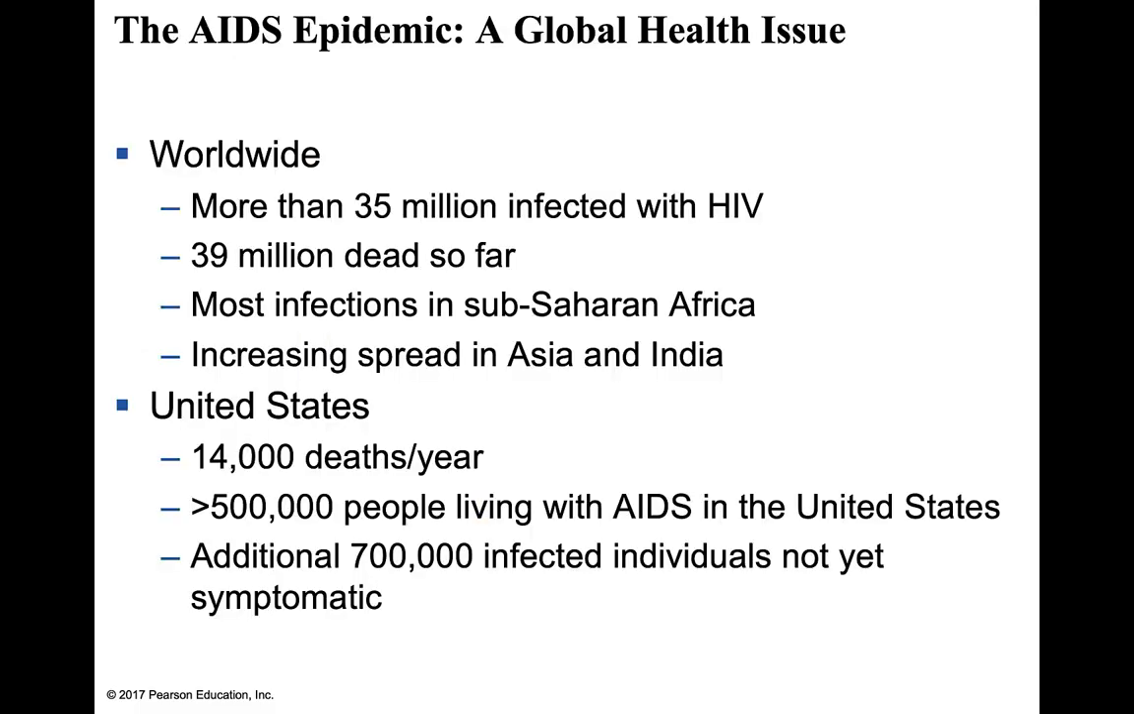Now, worldwide, we're talking about more than 35 million individuals infected with HIV. We're looking at up to 39 million dead to this point. The majority of infections have been in sub-Saharan Africa, and there's been an increasing spread in Asia and India. In the United States, AIDS accounts for about 14,000 deaths per year. There are probably over 500,000 people living with AIDS in the United States, and probably an additional 700,000 that are infected but not yet symptomatic.